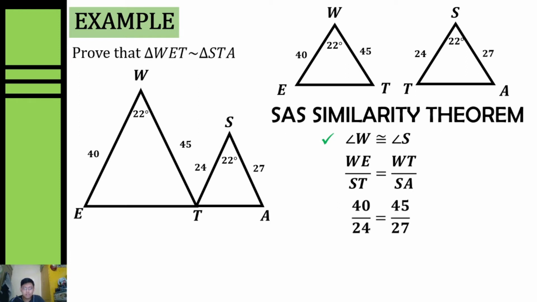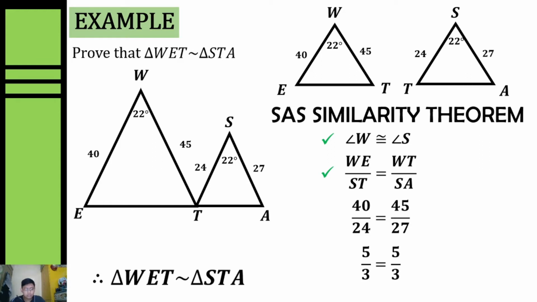Let's substitute the given. We have 40 over 24 is equal to 45 over 27. In order for us to identify if they are proportional, we have to simplify our fractions. So we will have 5 over 3 is equal to 5 over 3. Since they are equal, we can say that they are proportional to each other. Since it satisfies both conditions, we can say that triangle WET is similar to triangle STA.